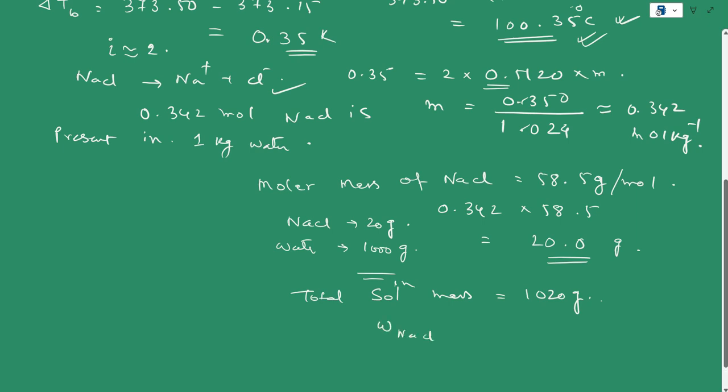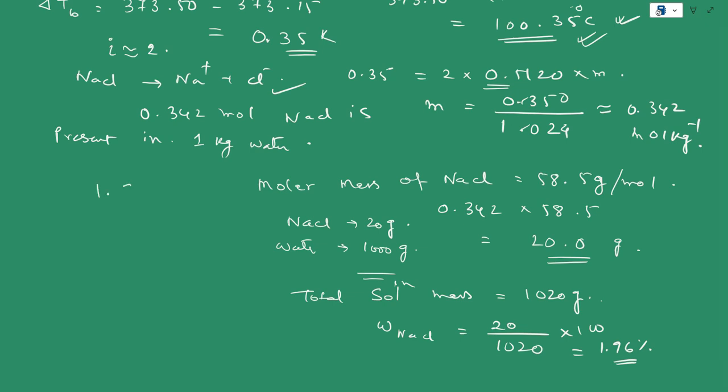Now what is the mass percentage? w of NaCl, this is 20 by 1020 into 100. So this is basically 1.96%. Okay. So what is the final answer for question number 5.2? 1.96%. Okay. So students often forget that molality uses mass of solvent and molarity uses the volume of the solution. And one student once used the liters here and chemistry left that chat immediately.